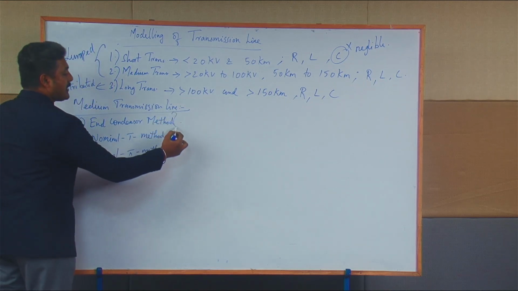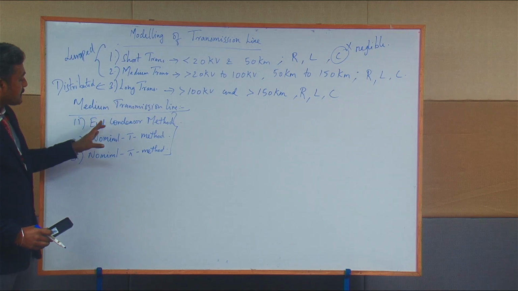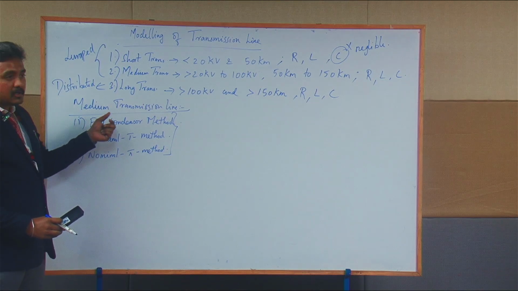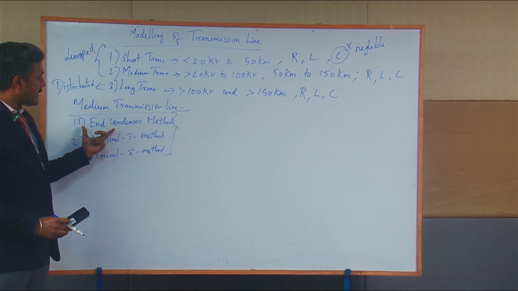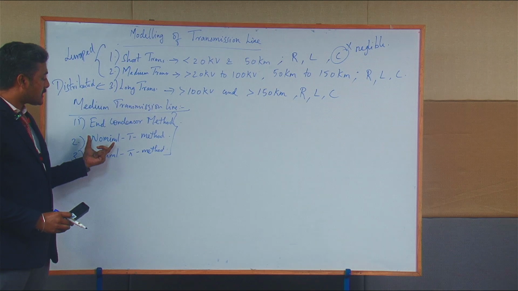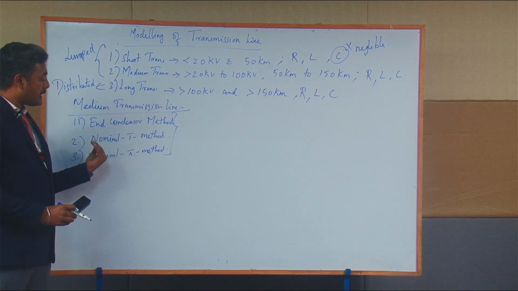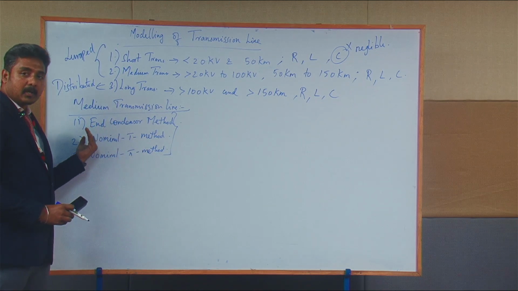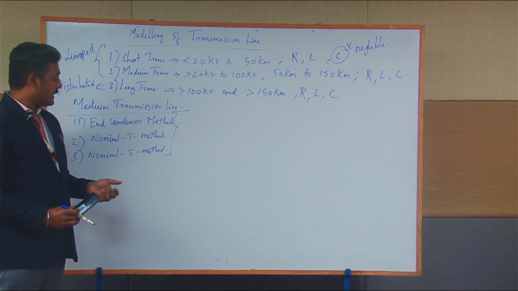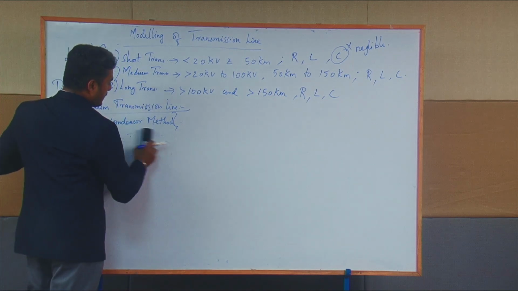How these three types have been derived: the end condenser method, nominal T and nominal pi method are nothing but the placement of the capacitor. If you are going to place the capacitor near the receiving end of the system, it is called the end condenser method. If you are going to place that lumped capacitance in the middle of your transmission line, it represents the nominal T method. And if you divide the capacitance into two halves, keeping half the value of capacitance at the sending end and the remaining half at the receiving end, it is called the nominal pi method. Okay. First we will discuss about the end condenser method.